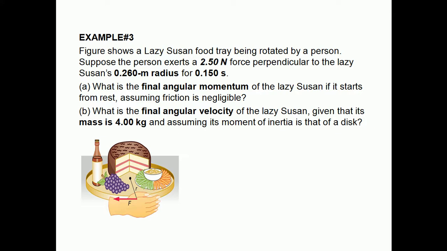When we calculated the angular momentum for the earth, it was a very big amount. This is now a simple case, the angular momentum of this lazy Susan tray, if it starts from rest. We are assuming that when the person applied the force, initially it was stopped, and then the person wanted specific food, so the person rotated it. We are assuming the friction is negligible, although there is always some friction. So we will first calculate the angular momentum.